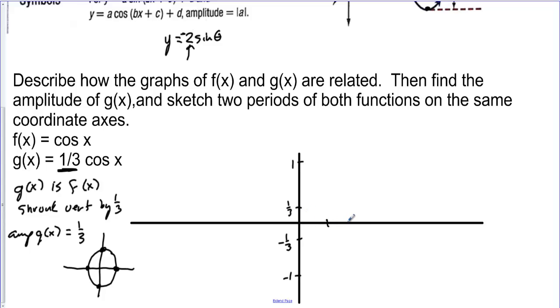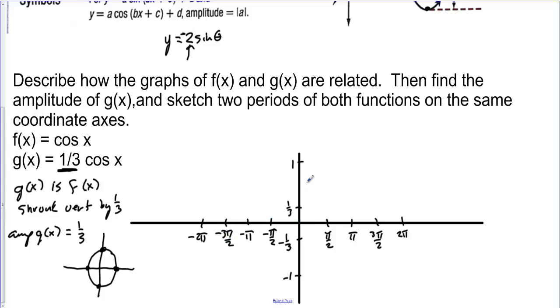So we have 1, 2, 3, 4 points. We'll call this 2 pi. This is pi. We have pi over 2 and 3 pi over 2 here. And then going backwards, we have 1, 2, 3, 4. This will be -2 pi. Half of that is negative pi. Negative pi over 2, and we have -3 pi over 2.